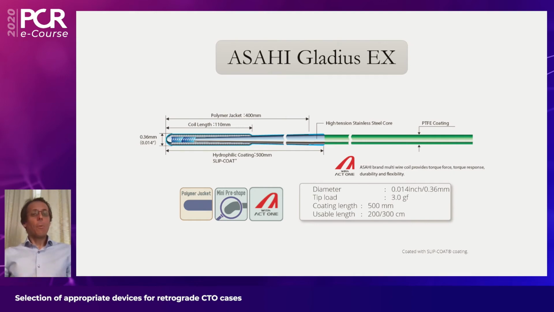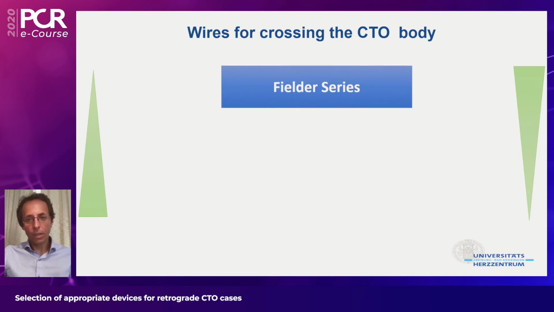So coming now back to the new wire technology. Here we have also a new wire which will be launched this year. It's the Asahi Gladius X. Many of you used in the past also the Pilot 200, which is a polymer jacket wire. But maybe the advantage of the Asahi Gladius is that we have more wire control on the tip. This has to do with the ACT ONE, which is the same principle as the SION blue technology, so that you can control your wire. And the Asahi Gladius X has a 3-gram tip load.